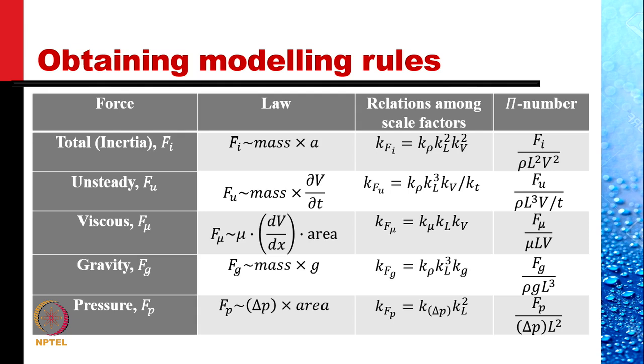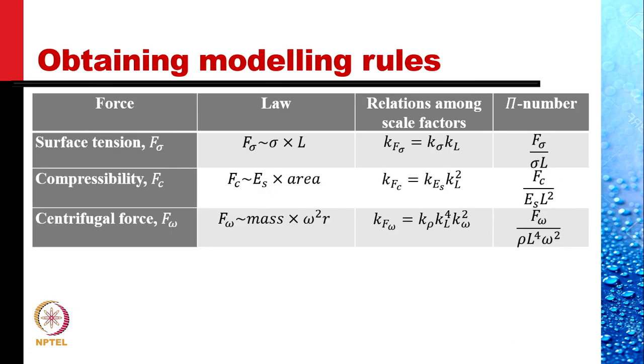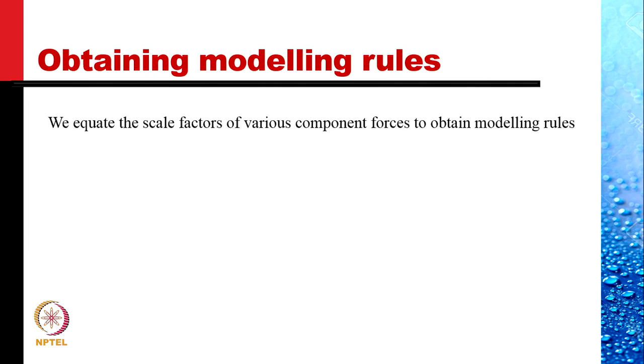Similarly, we derived the pi numbers for the unsteady flow, for the viscous flow, for the gravity force, and for the pressure force. For surface tension force, for the compressibility force, and for the centrifugal force, which is mass times omega square r. We equate the scale factors for the various component forces for obtaining the modeling rules.